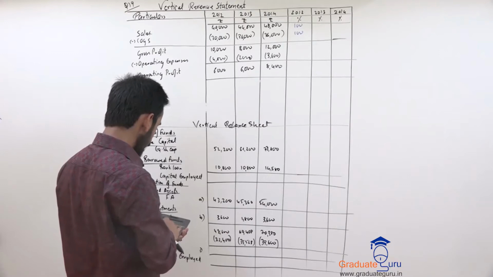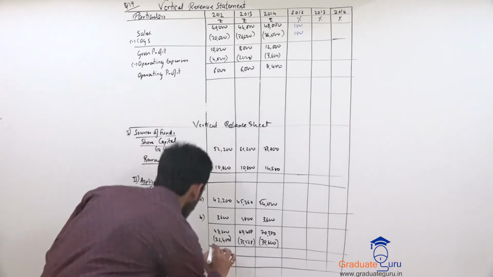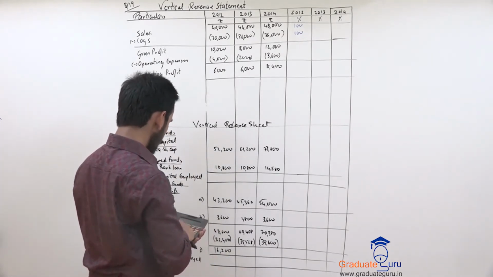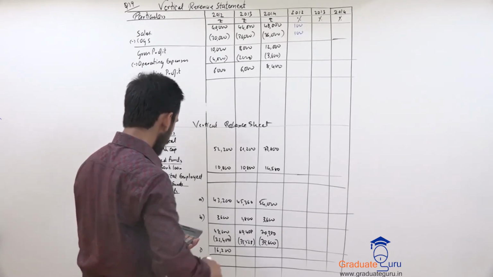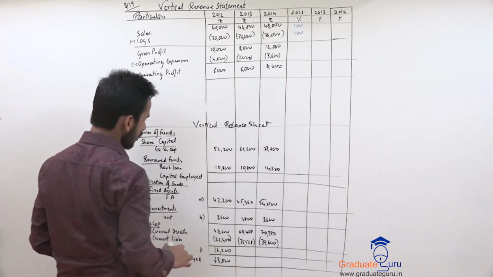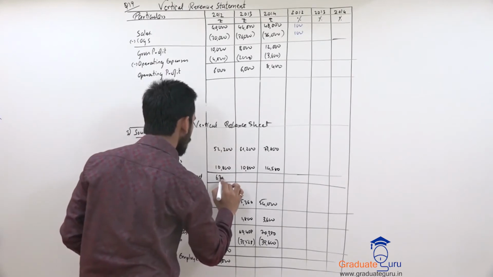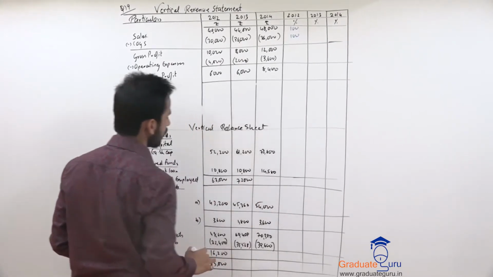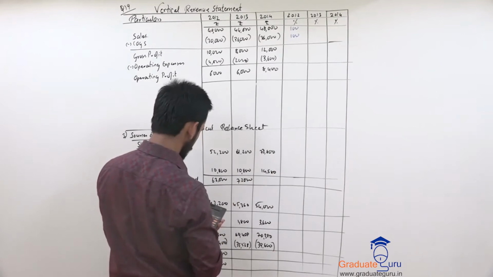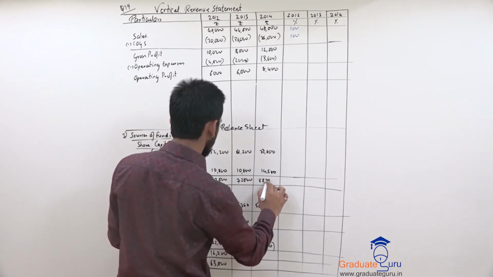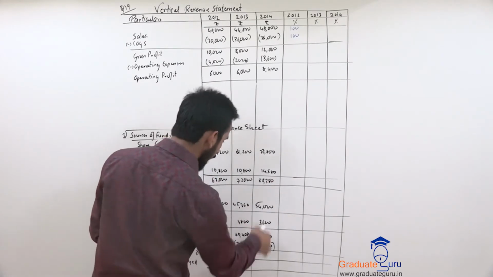48,600 minus 32,400 will give you 16,200. Then add up these three, plus 3,600 plus 43,200, which is 63,000. Capital employed also has to be 63,000. Yes, it is. This has to be 72,000, if I'm not wrong. Yes, it is. And this has to be 73,800 plus 14,580, which is 88,380.